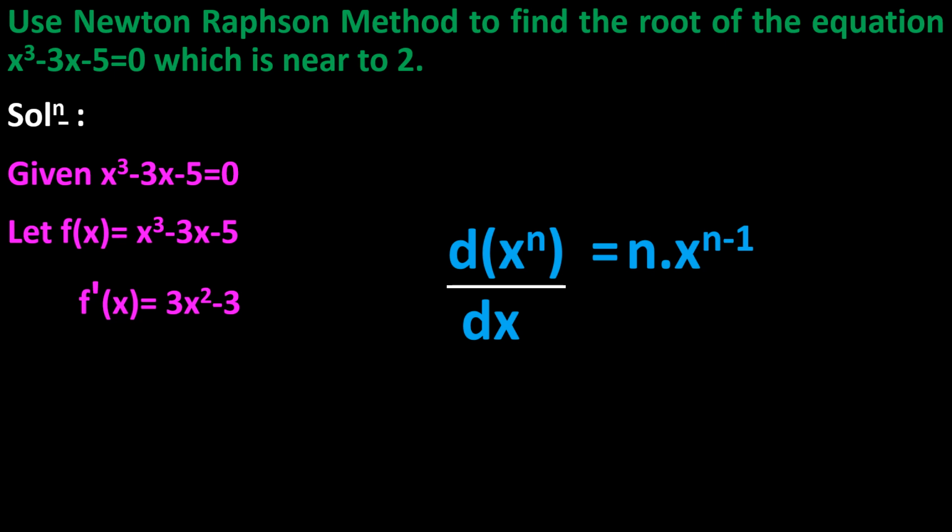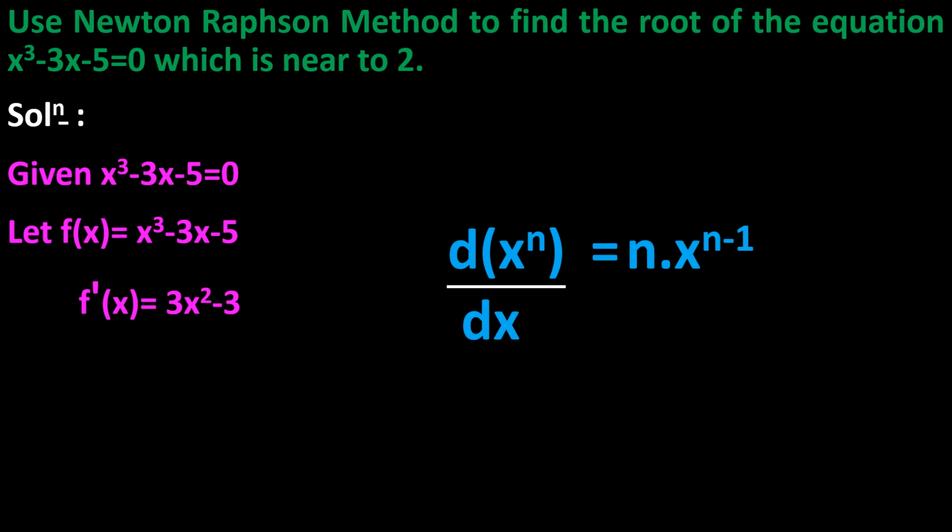Then what about 5? The 5 is a constant. The derivative of 5 with respect to x will be 0. That is, we cannot differentiate a constant. Therefore, the given equation f of x is equal to x cube minus 3x minus 5, its derivative, that is f dash of x, will be 3x square minus 3.